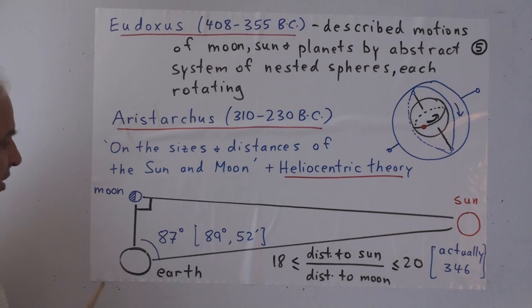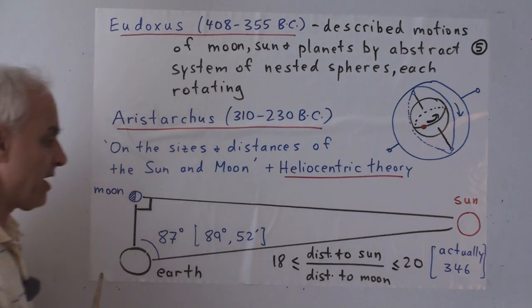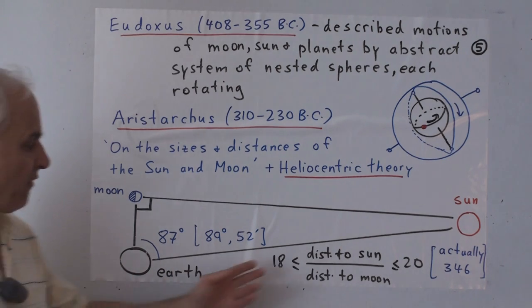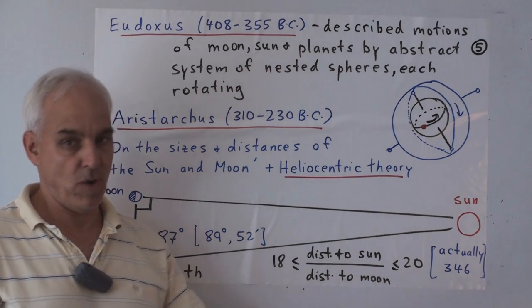But he at least argued that, okay, if this is 87 degrees, then a bit of geometry. This was essentially before the days of trigonometry having been developed. But a little bit of geometry, then he can figure out that the ratio of this distance to the Sun and to this distance to the Moon is somewhere in the range between 18 and 20.